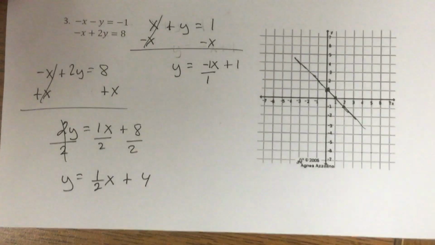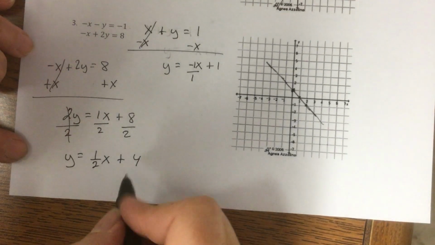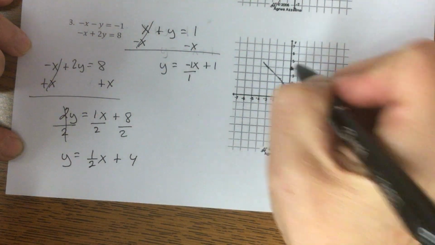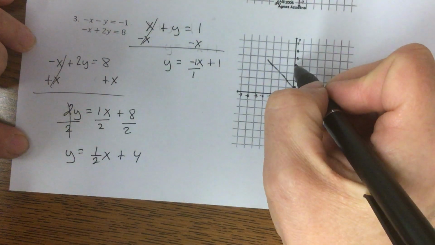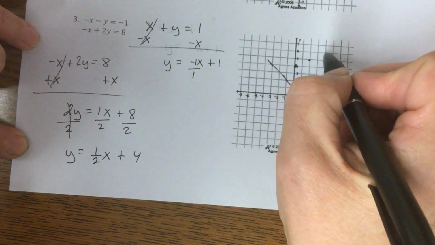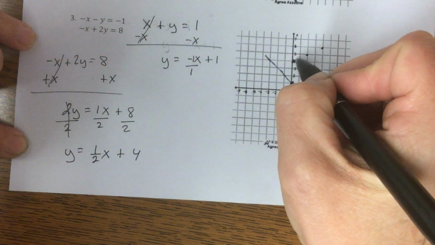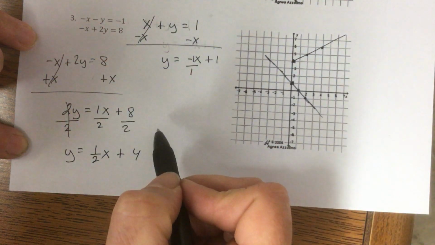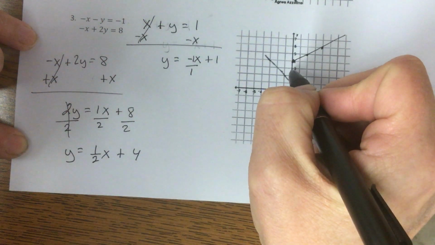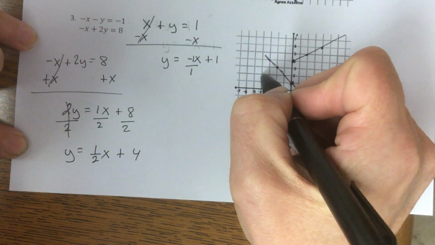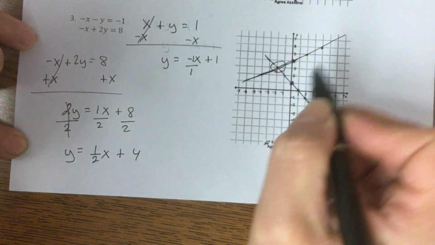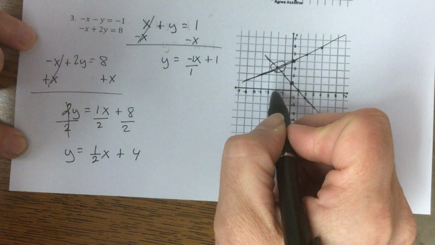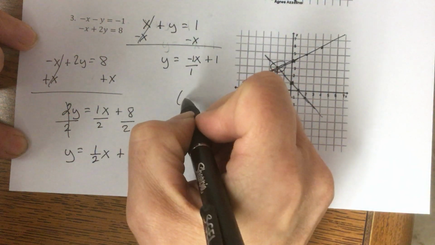So now I'm going to graph that. So I'm going to come over here to 4 on the y-axis, because the 4 is my y-intercept. My slope is 1/2, so from that point I'm going to go up 1 over 2, up 1 over 2, but it really doesn't help if I keep going that way because I want to cross this line. So I'm going to go down 1 to the left 2, down 1 to the left 2, and so it's going to cross right there. That's the ordered pair, negative 2, positive 3.